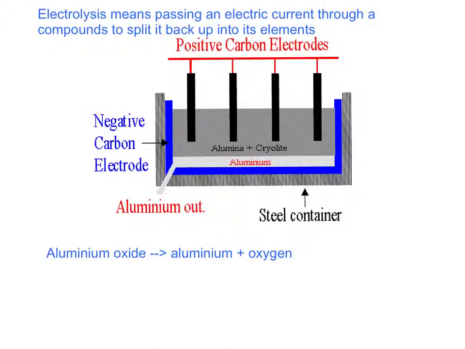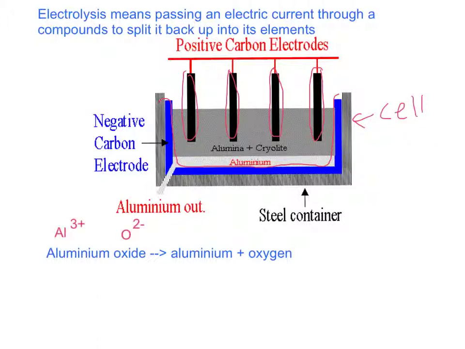Electrolysis is a way of splitting up compounds and making them into their elements. So if we have aluminium oxide as our compound, we can split it into aluminium and oxygen in this electrolysis. Things to notice about this electrolytic cell: the electrodes are made of carbon. That's the positive electrodes where the oxygen collects. And the cell wall is lined with carbon as well, and that's where the aluminium collects.